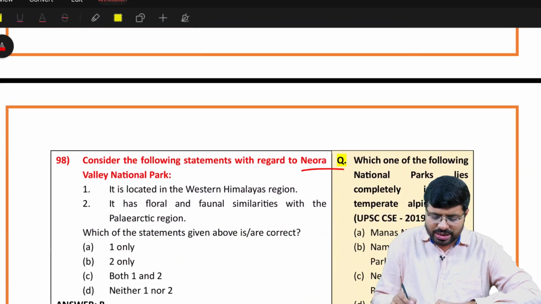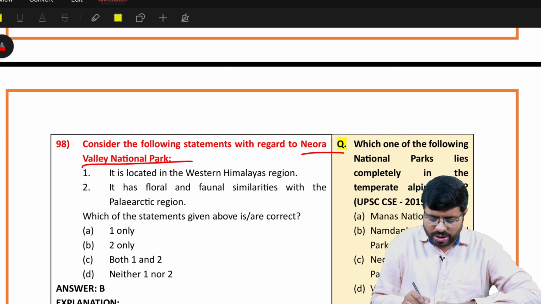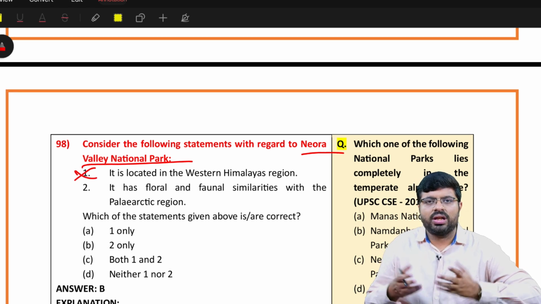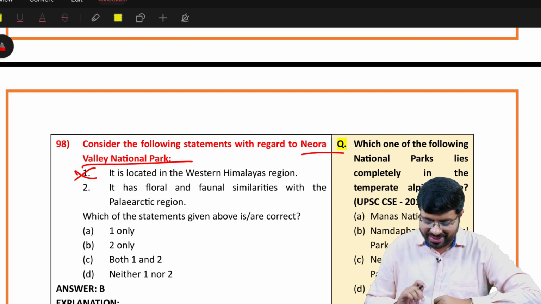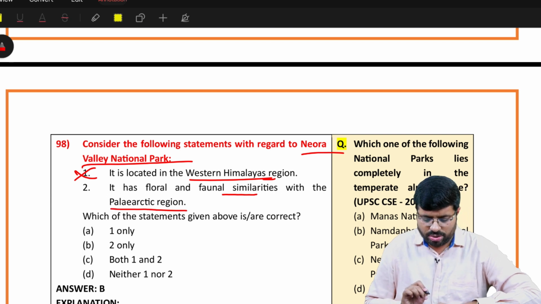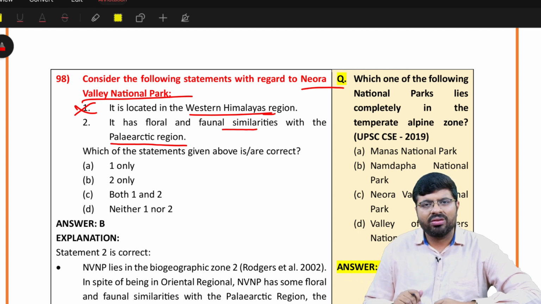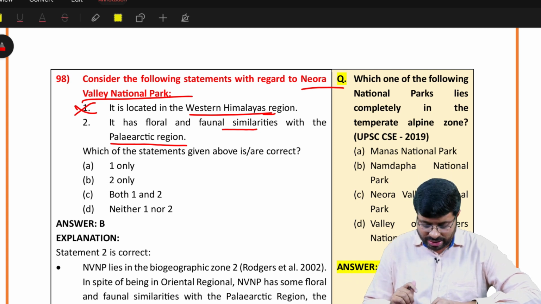Then Neora Valley National Park. Now Neora Valley, once again map pointing, national parks, one important thing. Where is Neora Valley? If you know that Neora Valley is in West Bengal, then you should have avoided statement 1. If you don't know that, you should leave this question, right? Then, the moment you assume Western Himalayas, it means it can have faunal similarities of the Palearctic region. So maybe you will assume that 2 might be right, but you never know, you don't understand such kind of questions.